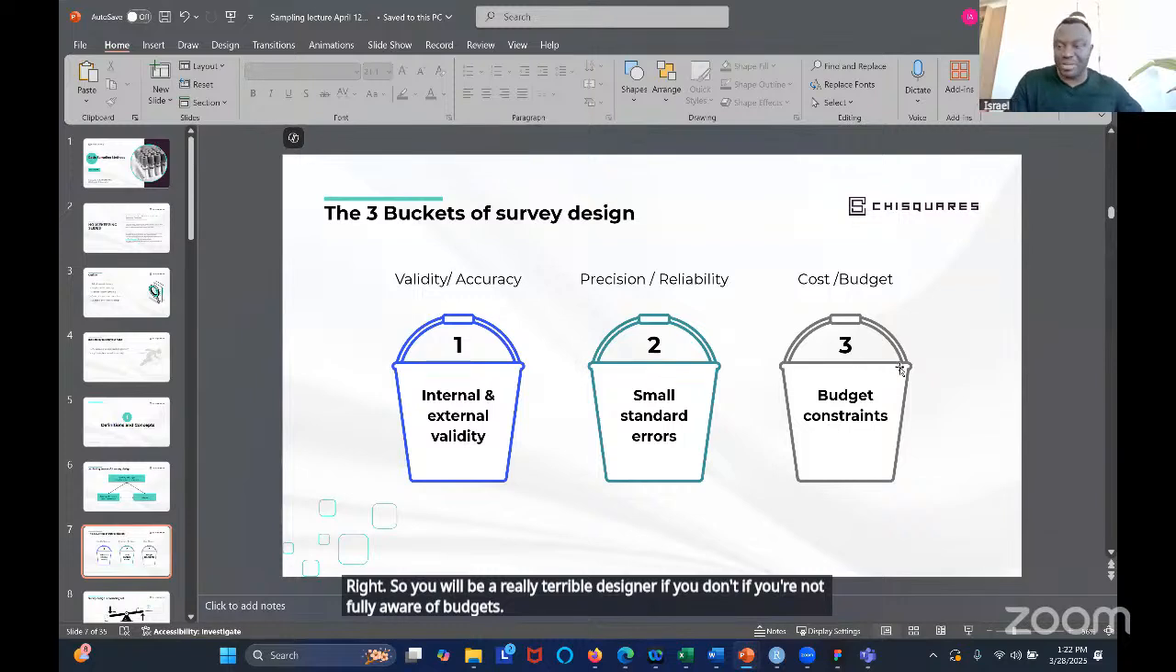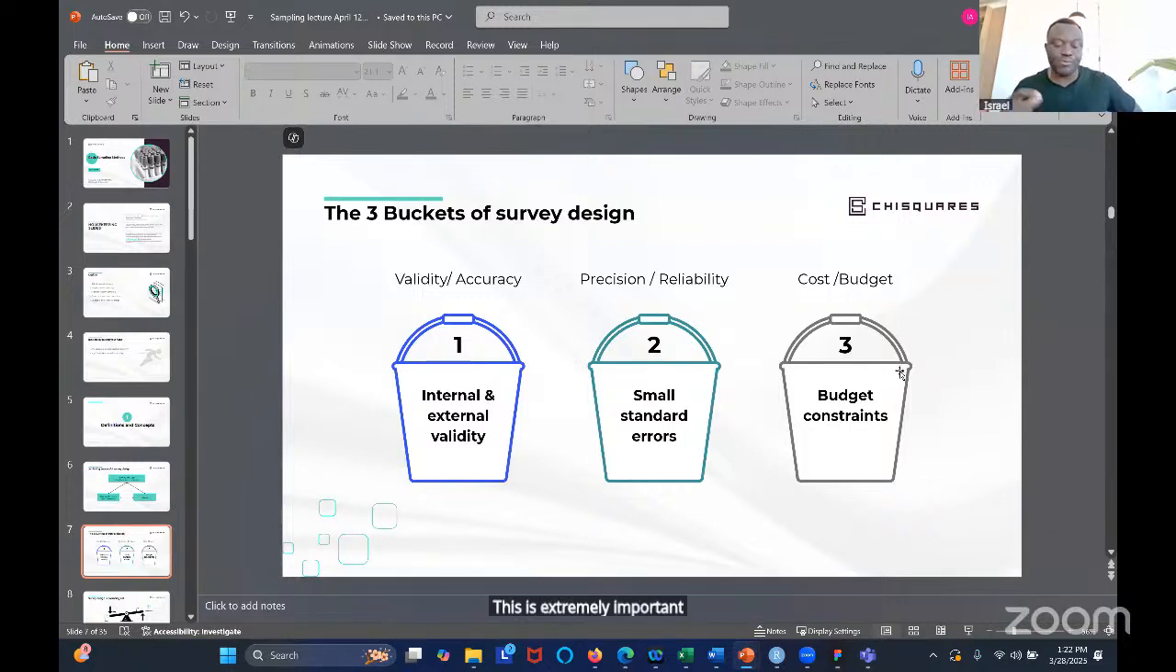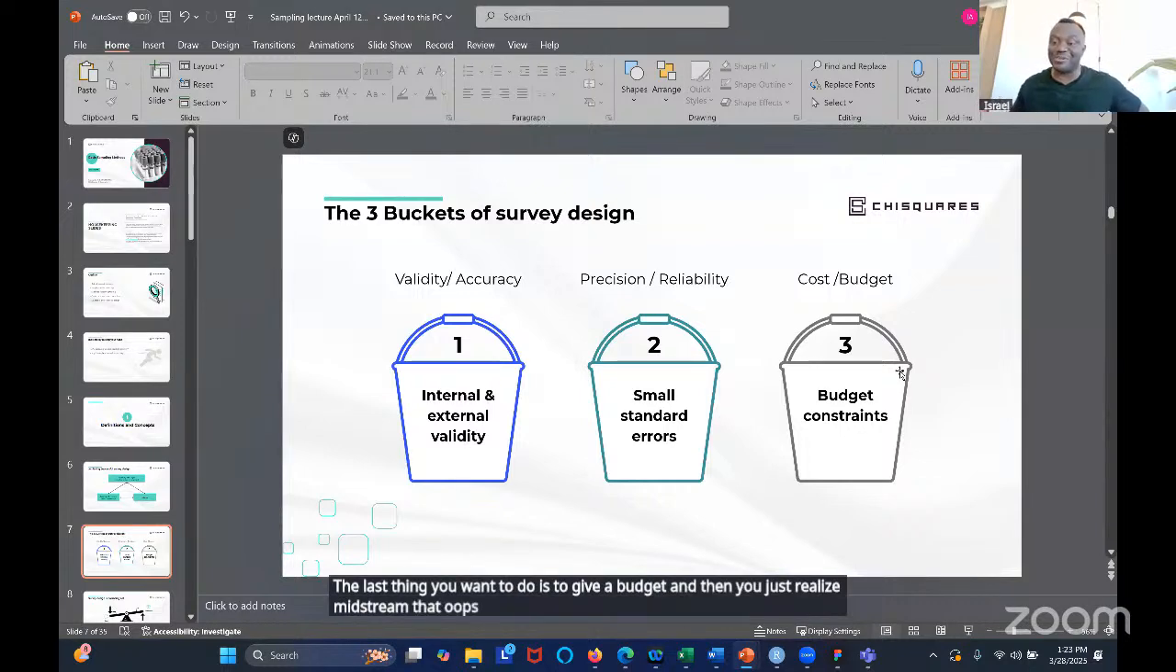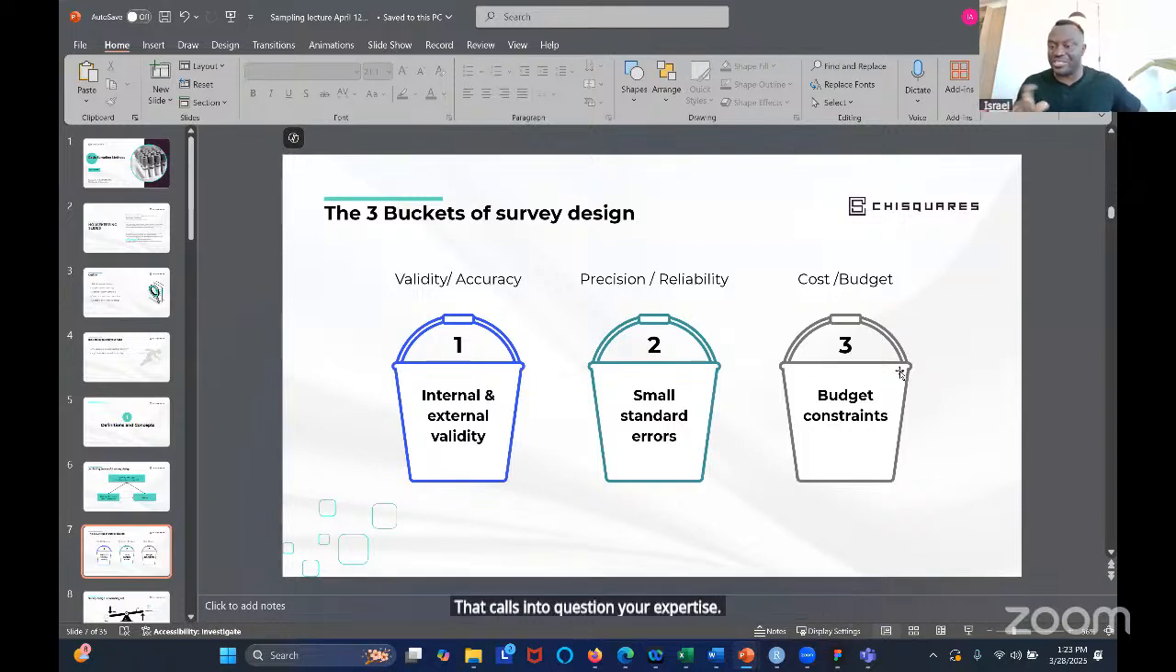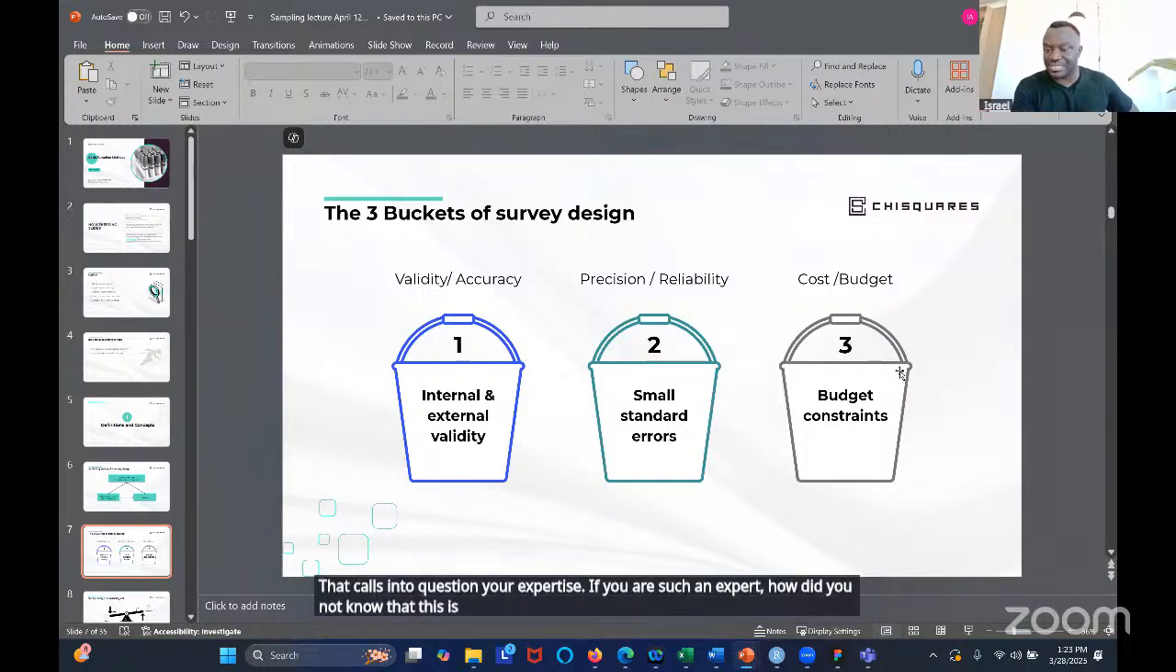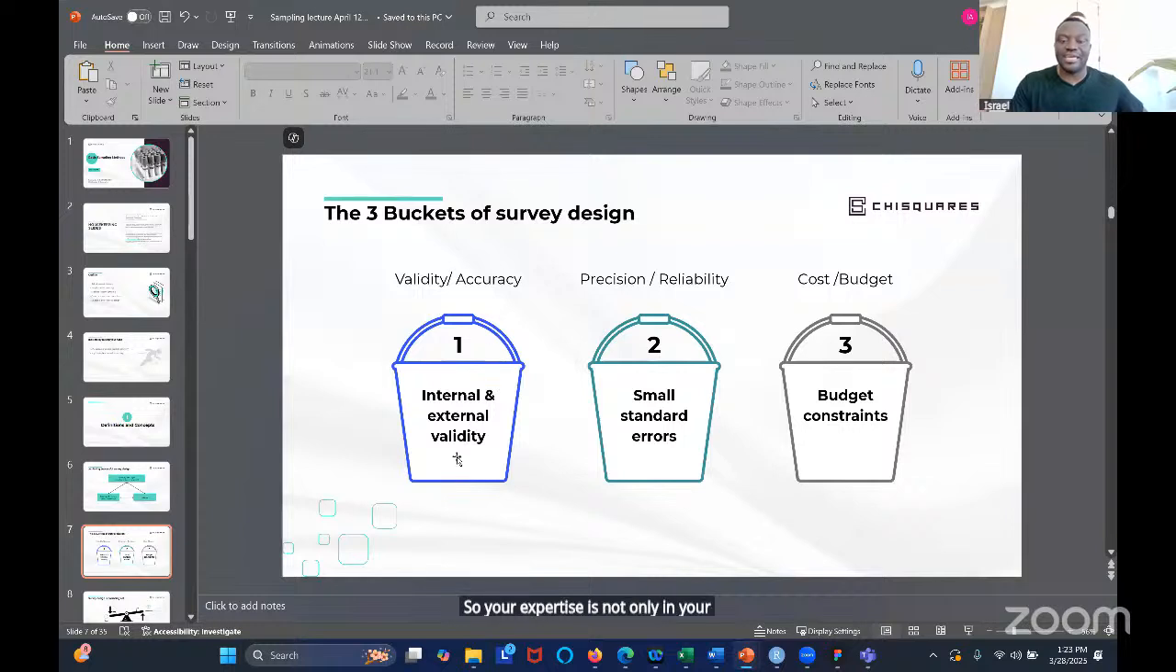This is extremely important, especially when you're now doing work for clients. The last thing you want to do is to give a budget and then you just realize midstream that, oops, this money is not enough. You have to go back. That calls into question your expertise. If you're such an expert, how did you not know that this is what will be required to do the study, right? So your expertise is not only in the issues of validity or issues of precision.